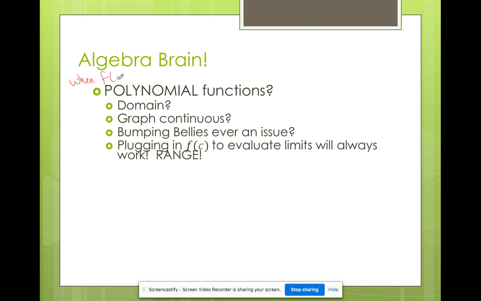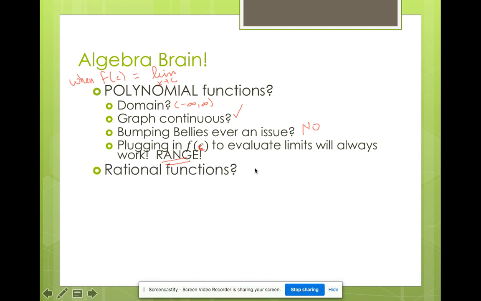When does the function value equal the limit? When you have continuity. Polynomial functions have a domain of all real numbers. They are continuous. Bumping bellies is never an issue. Plugging in f of c will always give you the limit. You're just giving me a range value.